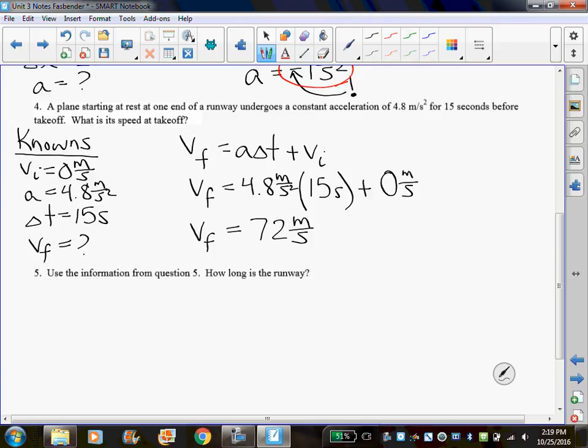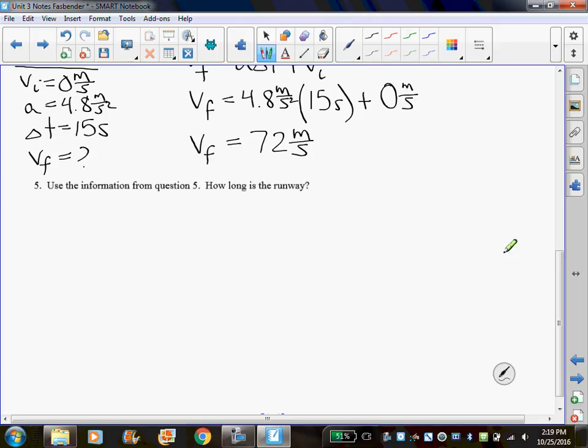Let's do the last part. Using the information from question 5, how long is the runway? So now instead of saying question mark, we could say, okay, VF is now 72 meters per second, and all of these knowns come with me down here. We know a lot of information, so we could look at this and say, well, delta x equals VI delta t plus 1/2 a delta t squared. I could use this to figure out the length of the runway since I know VI, delta t, the acceleration, and I'm looking for that delta x.